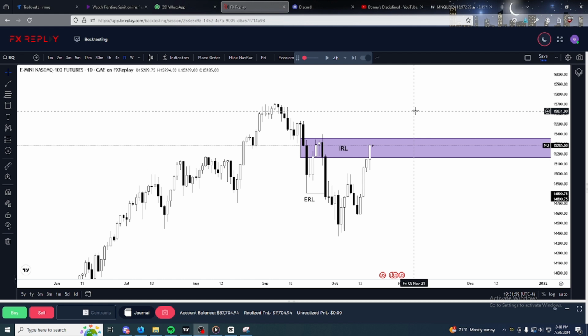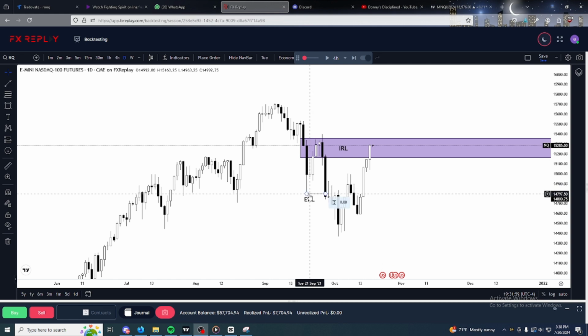So the first way that you can find this out, I actually don't prefer this method, but you can use IRL and ERL. In ICT's teachings, he says that the market only moves from external range liquidity to internal range liquidity. What does that mean? Well, internal range liquidity is a fair value gap, like I have marked out here. And external range liquidity is just any high or low.